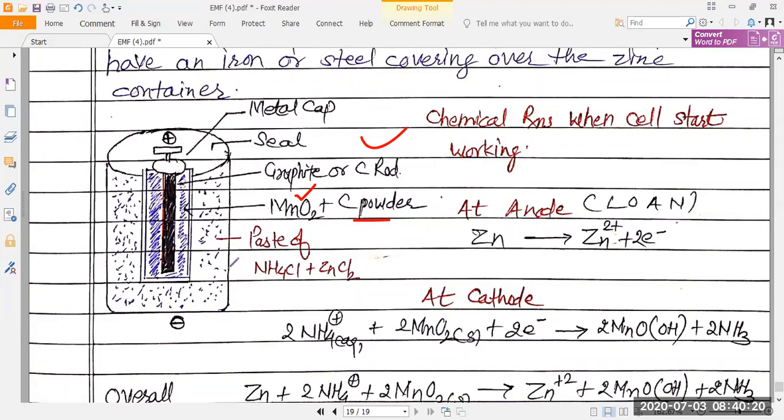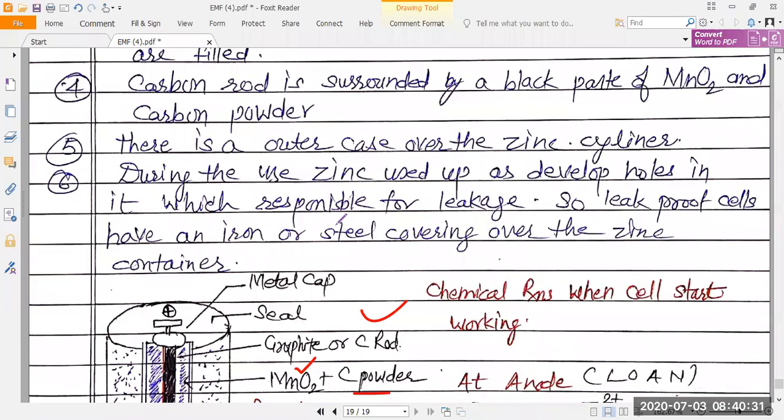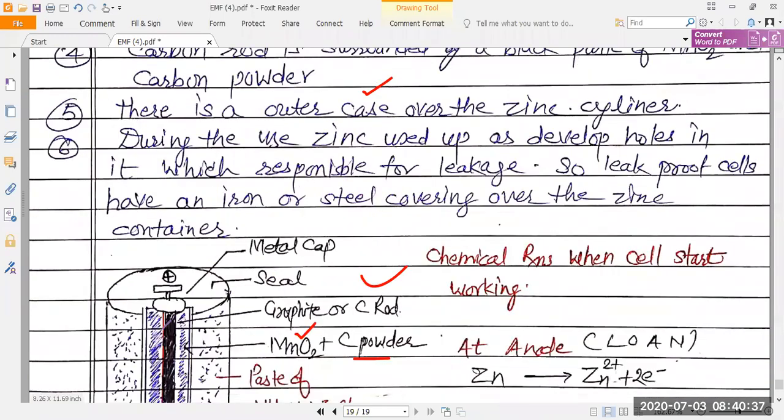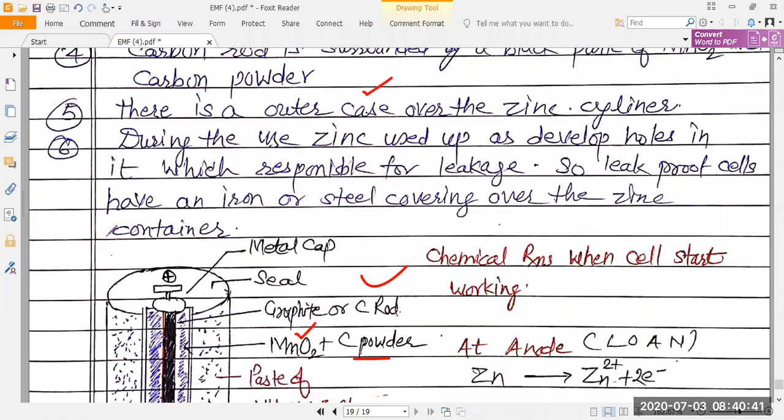This is the zinc container, a cylindrical zinc container, and outside the zinc container there is a supportive layer, and that supportive layer may be made up of cardboard or maybe steel as well. There is an outer case over the zinc cylinder so that the cell should not leak. So that it does not leak, what is placed around it? There is an outer cover, and the outer cover can be of cardboard, or steel, iron, anything.